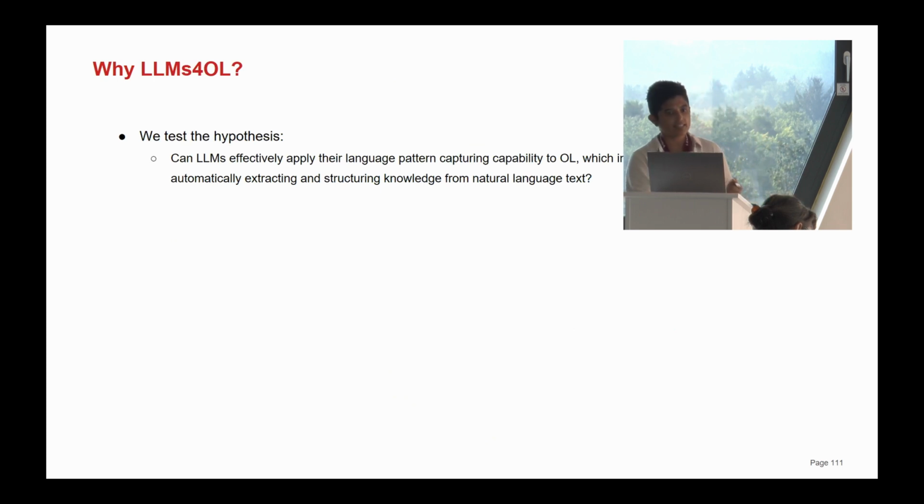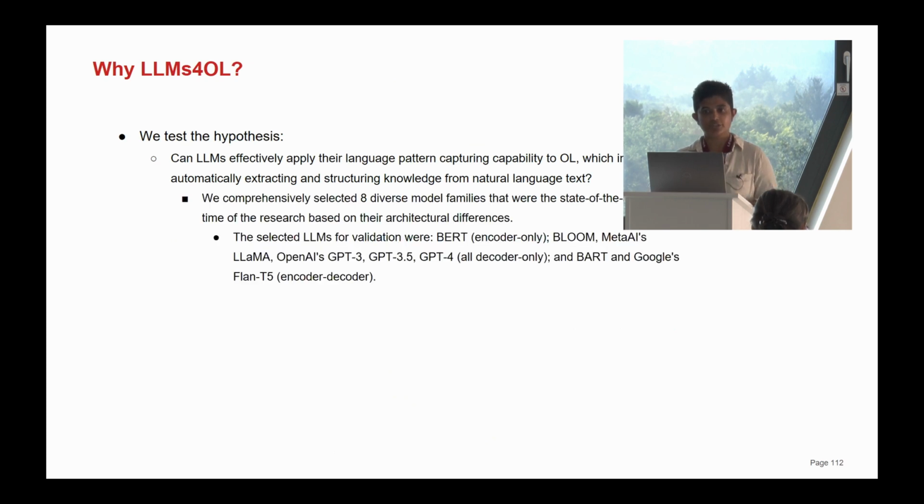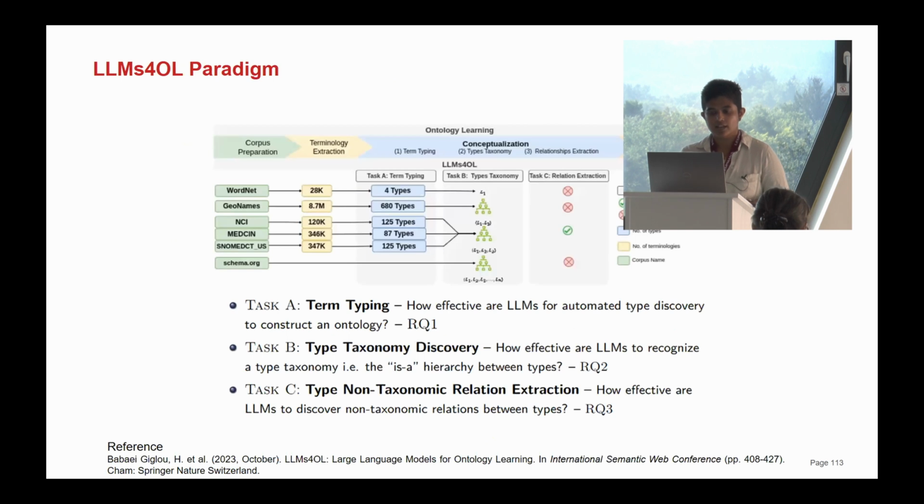So in this work, we tested the following hypothesis. Can LLMs effectively apply their language pattern capturing capability to ontology learning, which involves automatically extracting and structuring knowledge from natural language text? Here we comprehensively tested 8 diverse model families, which were the state of the art last year. And as we know, this field is rapidly changing as time progresses, as new and more LLMs are being introduced. Furthermore, we broke down the task into 3 subtasks. We identified term typing as one of the essential tasks to ontology learning, then discovering the taxonomic relations and the non-taxonomic relations.